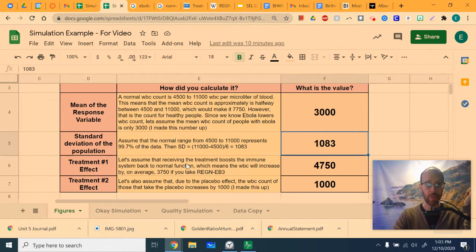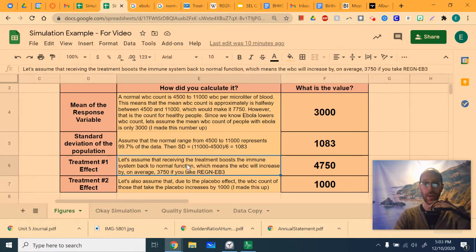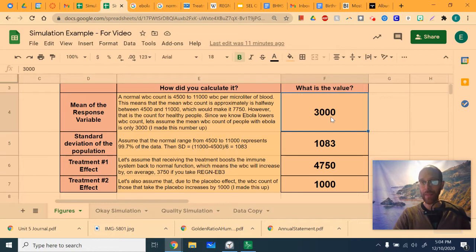Now, that leads us to the treatment effects. Treatment number 1 was the actual drug. My assumption is that the actual drug is going to return the body's immune system to normal. So I want to take this mean that I set at 3,000 and boost it back to what would be normal, 7,700. So that's how I came up with this number. This is saying that in my simulation, the drug will boost everybody's immune system by 4,750 white blood cells per microliter.